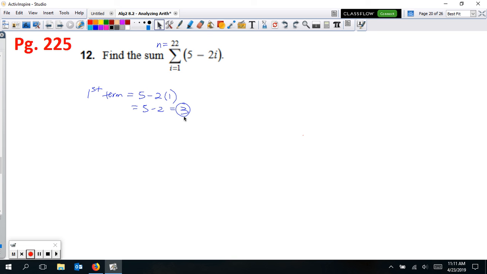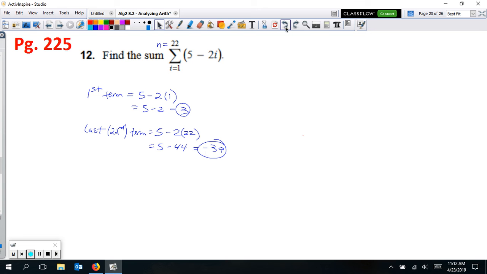And then we have to find the last term. That last term is going to be plugging in 22 for n, or 22 for this letter i in this case. So 22 is going to go into our rule. Our last term, our 22nd term: it's 5 minus 2 times 22, and that's negative 44. So 5 minus 44 is negative 39. Your 22nd term, your very last term, is negative 39.